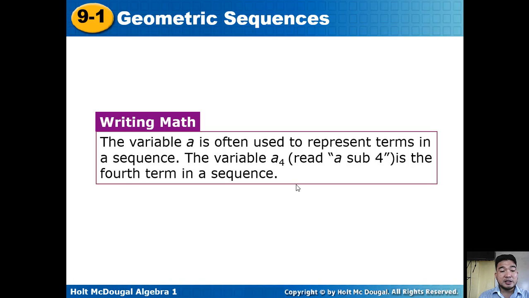Writing math. The variable A is often used to represent terms in a sequence because even in an arithmetic sequence, we use A. A sub 4 is the fourth term in a sequence. So A sub 4 means the fourth term of the sequence. If you have A sub 10, that means A sub 10 is the 10th term of the sequence.